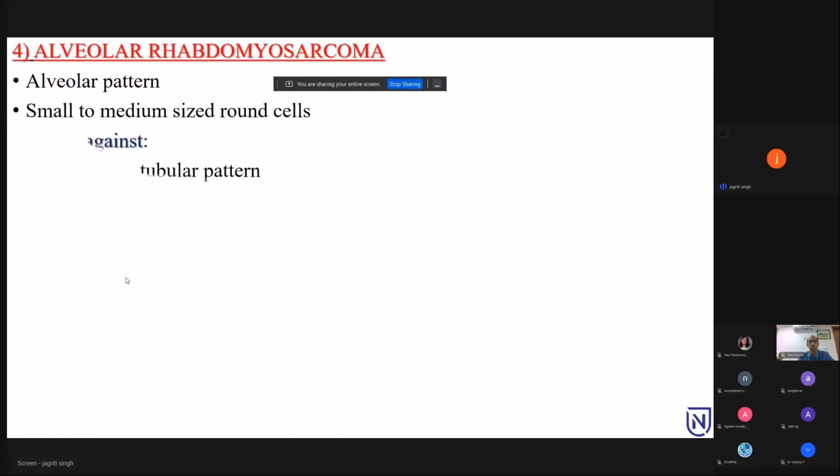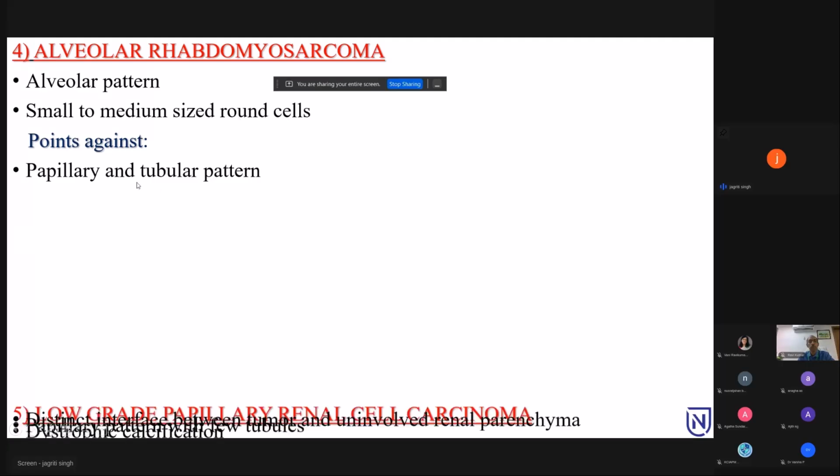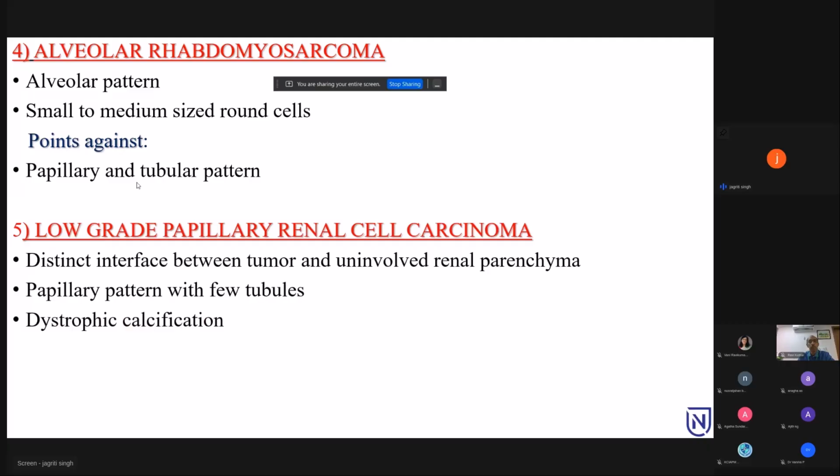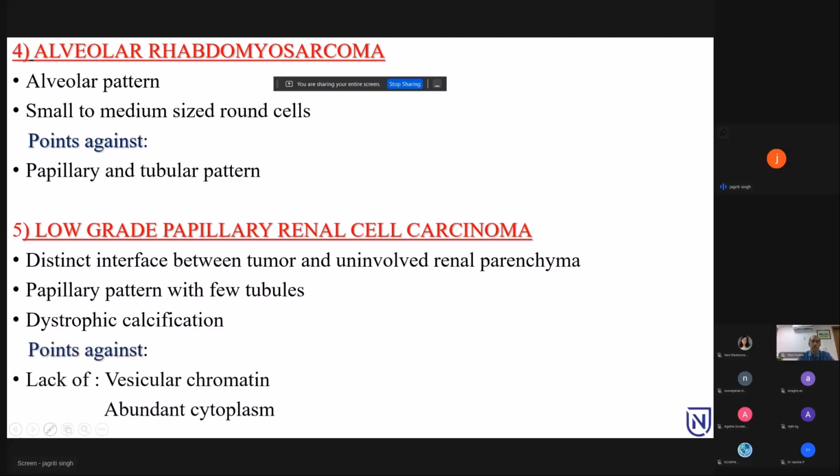My fourth DD is alveolar rhabdomyosarcoma, as we are seeing a predominant alveolar pattern, with small to medium-sized round cells. The points against are that we also have a papillary and tubular pattern, which is not seen in it. My last DD is low-grade papillary renal cell carcinoma, which shows a distinct interface between tumor and uninvolved renal parenchyma. Papillary pattern with few tubules and dystrophic calcification is seen. My points against are that it lacks vesicular chromatin and abundant cytoplasm.